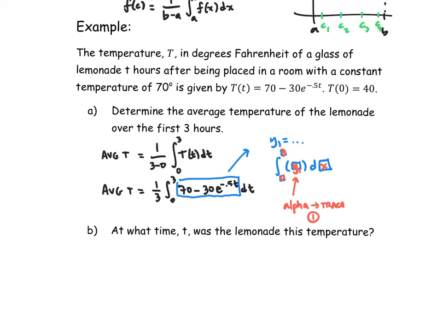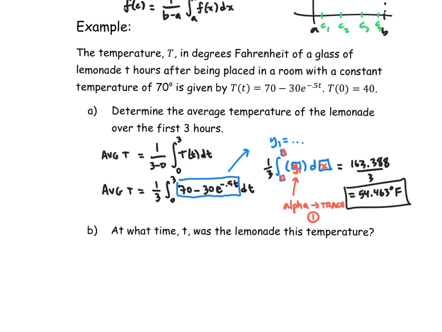Here's the number 1 mistake. You get an answer and you say, ooh, great, I got 163.388. That's the average temperature of the lemonade. Holy cow, that would burn. You forgot the 1/3 out in front. Divide it by 3, and your average temperature ends up being 54.463 degrees Fahrenheit, which in the context of the problem makes a whole lot more sense.